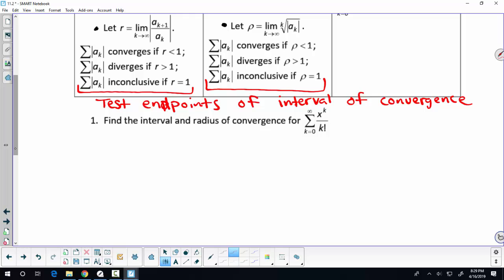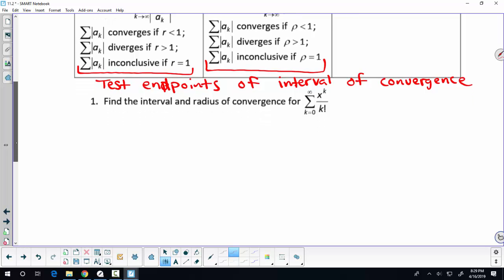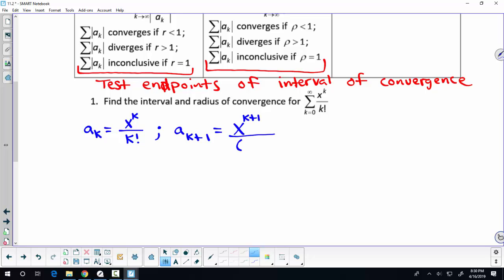So here's our function, the sum of x to the k over k factorial. It says find the interval and the radius of convergence. So if factorial is involved, which test? Ratio test. We're going to use the ratio test. And let's note here that a sub k is x to the k over k factorial, and a sub k plus 1 is x to the k plus 1 over k plus 1 factorial.